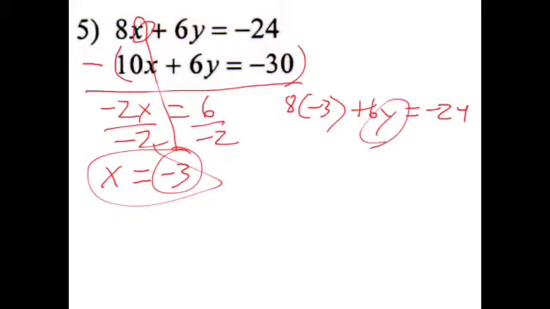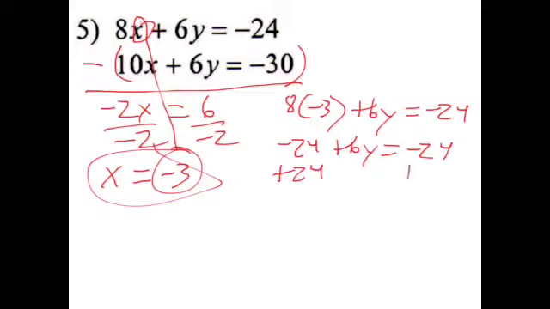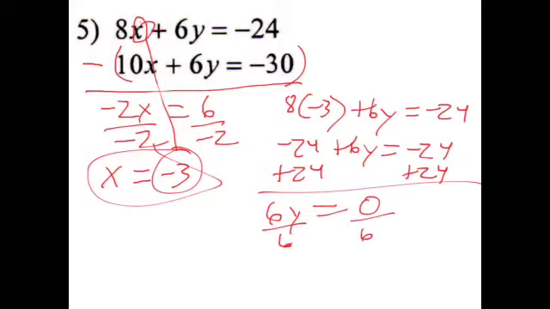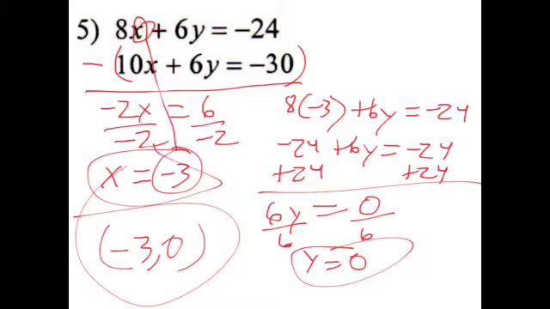And now it's just a matter of getting y all by itself. Let's do the 8 times negative 3, which gives me negative 24. And we got plus 6y equals negative 24. To get rid of the negative 24 on the left side, we're going to add 24 to both sides. On the left side, we have 6y, and on the right side, negative 24 plus 24 is okay, it's fine. It gives you 0. And so all you have to do now to get y by itself is divide by 6 on both sides. You'll get y equals 0, because 0 divided by anything is just 0. So now we have the point negative 3, 0 as our final answer.